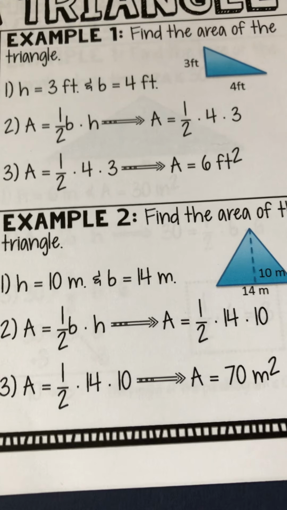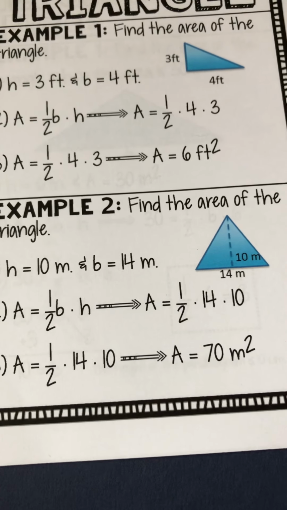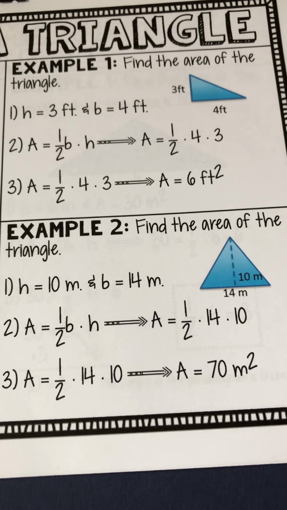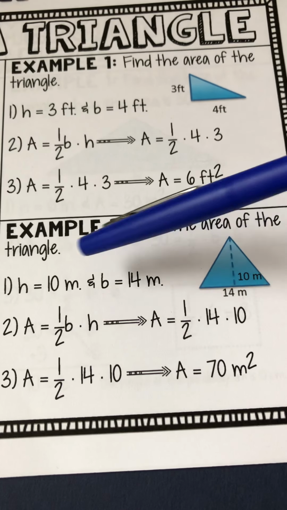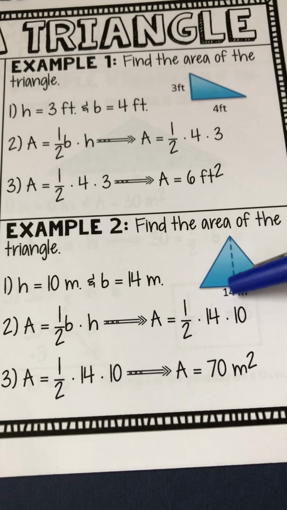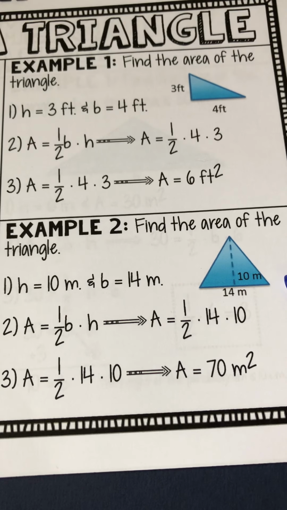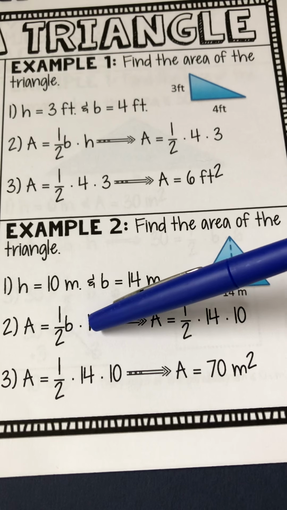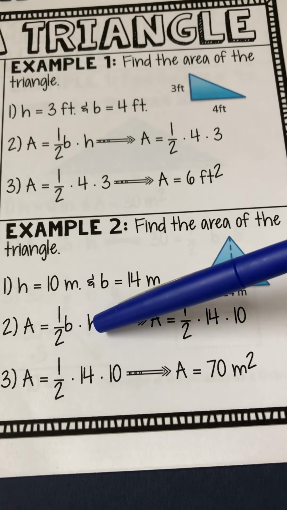All right, here's another example. So you're going to make sure you write down both of these examples on your anchor chart notes. All right, so find the area of this triangle. Our height is 10 meters. Our base is 14 meters. Area is 1/2 times the base times the height, or again, you could do just the base times the height divided by 2.